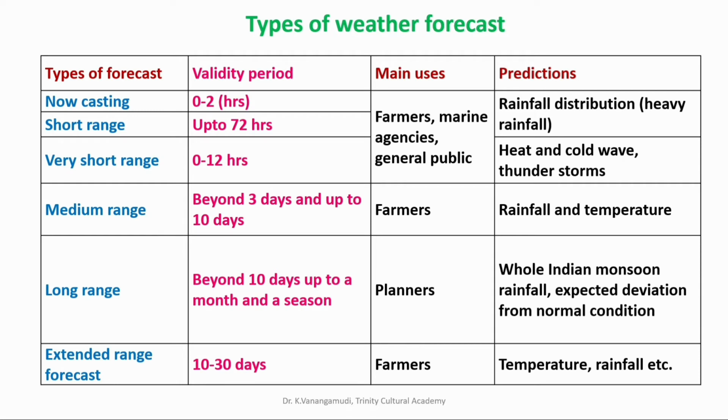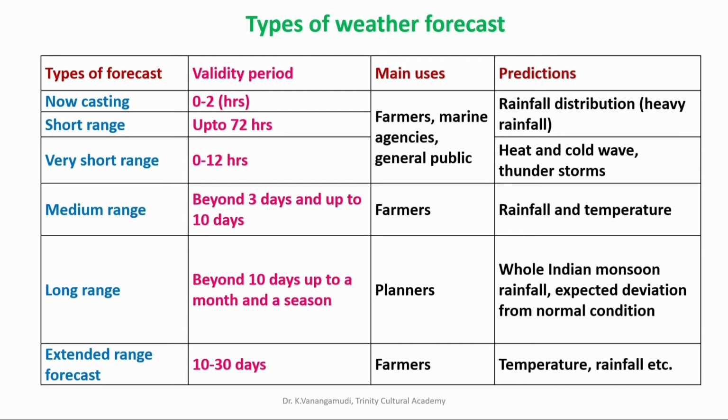Questions are frequently asked from this section. About 6 types of forecast, and we see one after another. First one is nowcasting, which is forecasted for 0 to 2 hours, whereas short range is up to 72 hours and very short range is for 0 to 12 hours. These 3 types are highly useful for farmers, marine agencies, fishing and general public. Here rainfall, heat and cold waves and thunderstorms are forecasted.